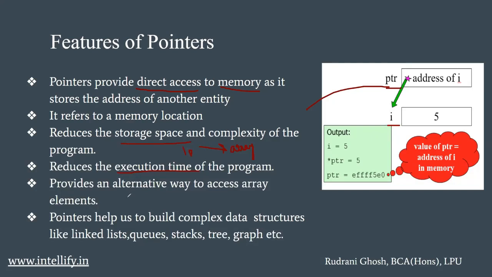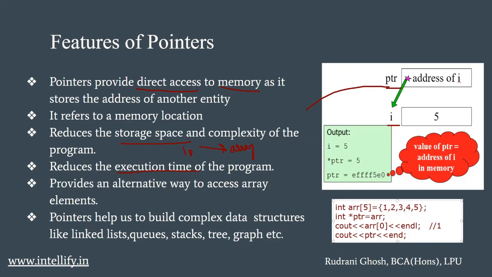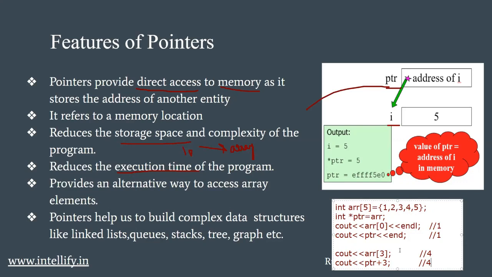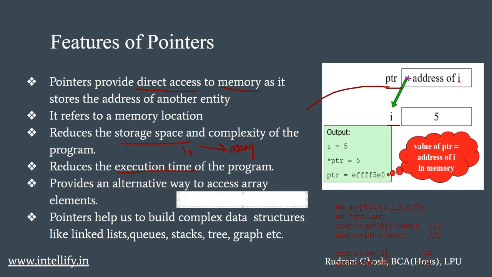It provides an alternative way to access array elements. ptr will always point towards the first element. So if I write cout array at element 3, we know the value will be 4. And if we write cout ptr plus 3, that means ptr from the first location 1, 2, and 3, that is at element 4. So this is the reason it provides an alternative way to access memory. That means arr at ith position is the same as pointer plus i. That is why it provides an alternative way to access array elements.